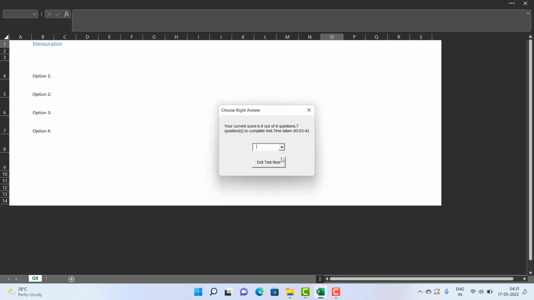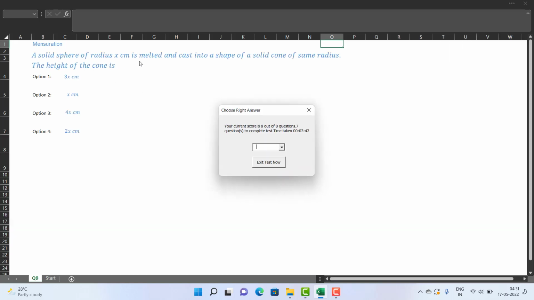Bravo. A solid sphere of radius x centimeter is melted and cast into a solid cone of same radius. The height of the cone is, so volume of the sphere is 4 by 3 pi r cube and this should be equal to volume of the cone, that is 1 by 3 pi r squared h. Therefore height is equal to 4 by 3 pi r cube divided by 1 by 3 pi r squared is 4 times r. But here the radius is given as x centimeter, therefore height is 4x. So option 3 is the correct answer.